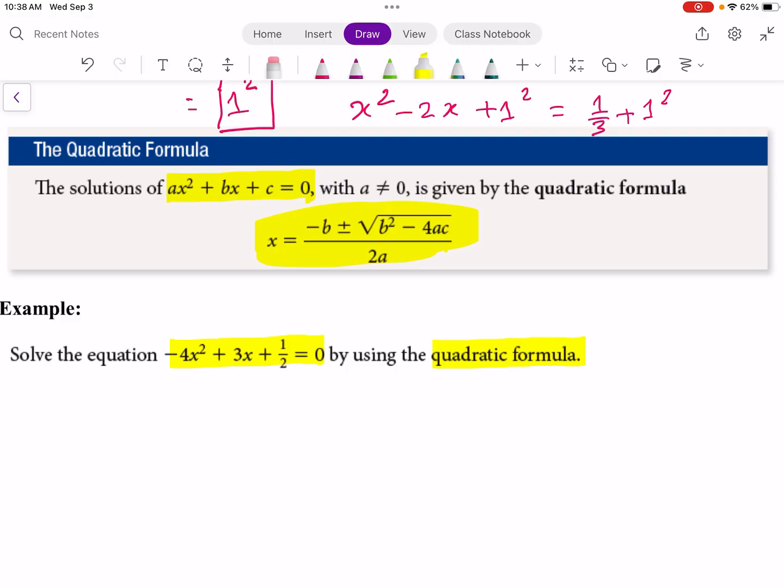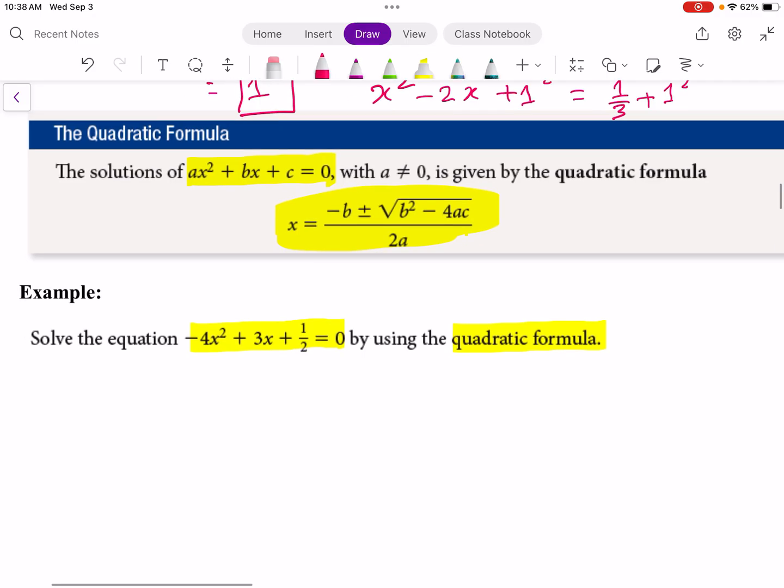Now, in order to use the quadratic formula, you must rewrite your quadratic equation in standard form. So the first step is you write it in standard form. Standard form means you make your right side equal to 0. Then, once you have your quadratic equation in standard form, you have to find what is a, what is b, what is c.